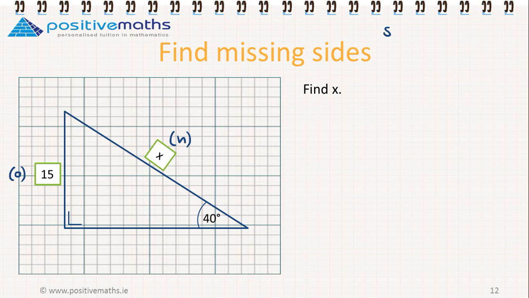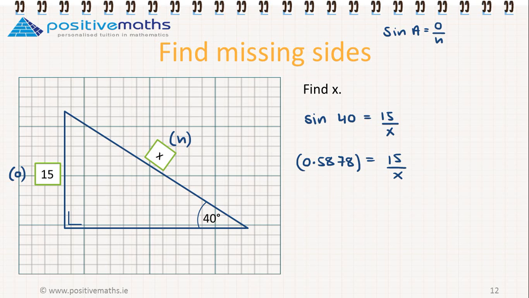So we want to recall that the sine of the angle is equal to the opposite over hypotenuse. So because we're given the opposite and we're looking for the hypotenuse, we're going to use sine. So we write down the sine of the angle, sine of 40 degrees, is equal to 15 over x. And now we're just going to solve for x. So on our calculator, sine 40. This will give us 0.5878 is equal to 15 over x.